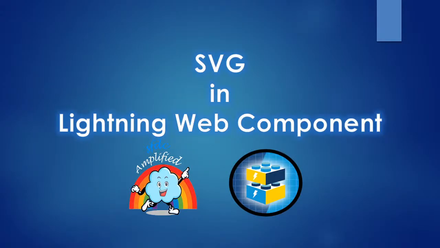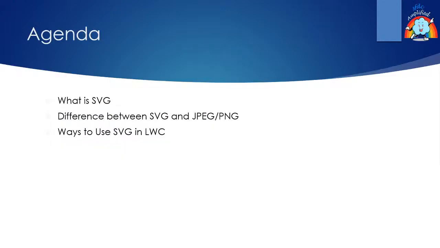And yep. So the next topic, SVG in Lightning Web Component. So what is SVG, and why we use SVG in Lightning Web Component. So this is the agenda we'll be looking at: what is SVG, differences between SVG and other images like pixel images, JPEG, PNG, and ways to use SVG in our Lightning Web Component.